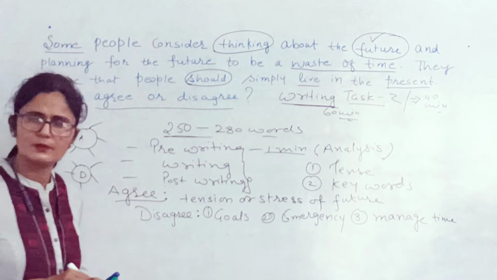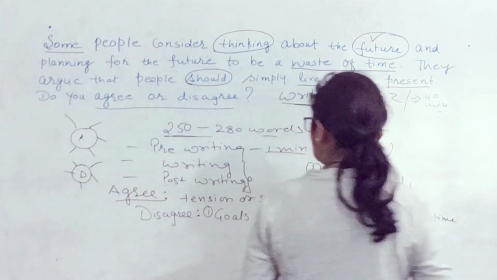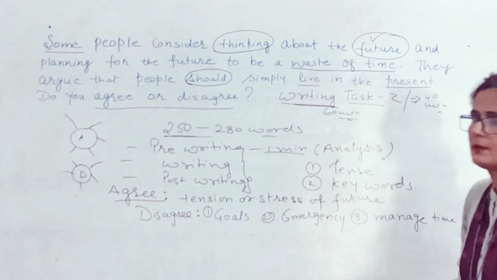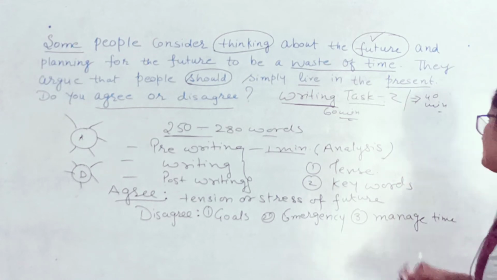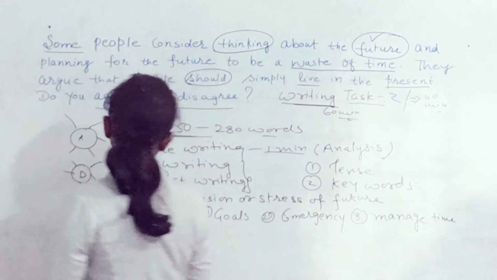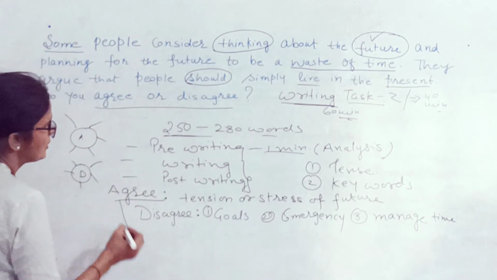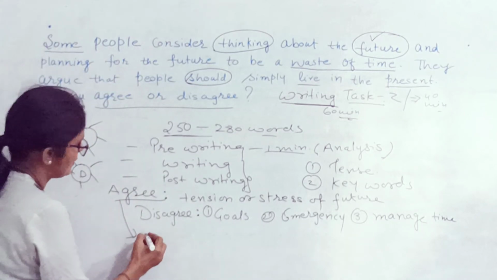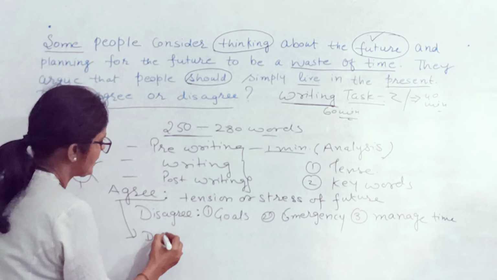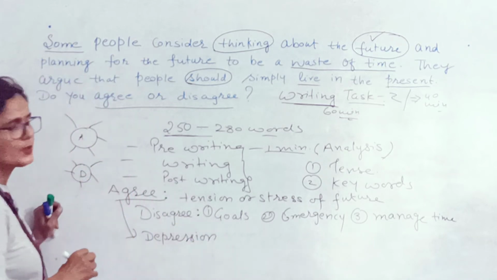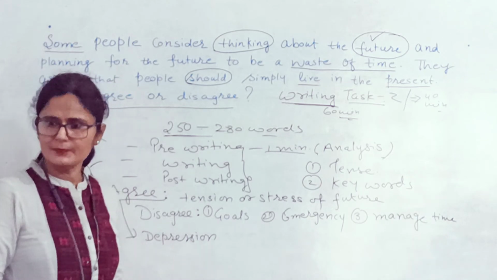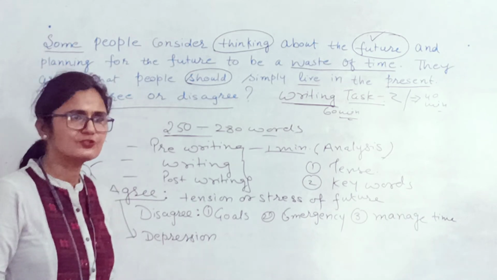In disagreement, sometimes the situation doesn't happen as much as you plan for the future. Then you get depression. Yes. Then people get depression. Exactly. Yeah, 100%. This is really a true point. So let me write down that depression. What kind of depression? Anxiety, depression, like failure in getting your plan fulfilled. You can get depression also.